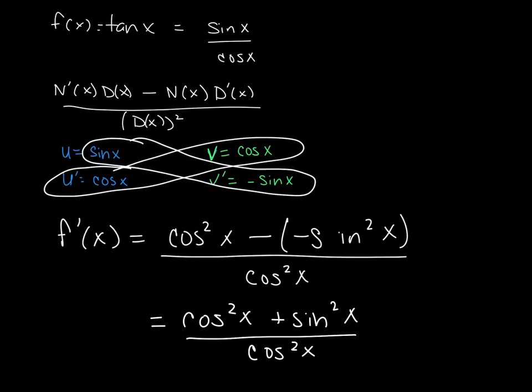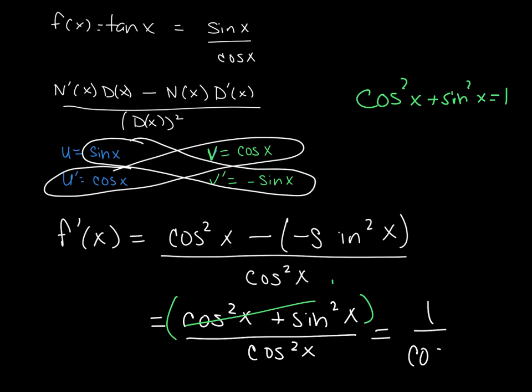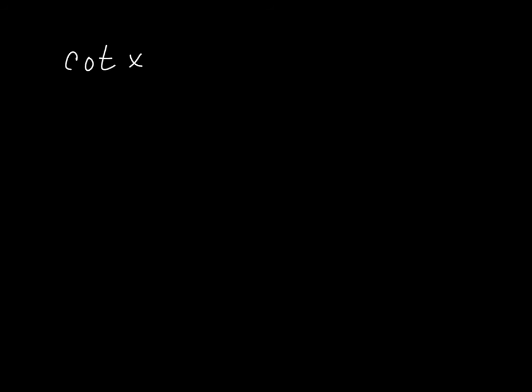Now hopefully you remember your Pythagorean identities. Then in this case, I remember that the cosine squared of x plus the sine squared of x is equal to 1. So all of this gets replaced with 1. So the derivative of the tangent is 1 over the cosine squared of x, which is also known as the secant squared of x. So we're going to do the same thing to find the derivative of the cotangent.